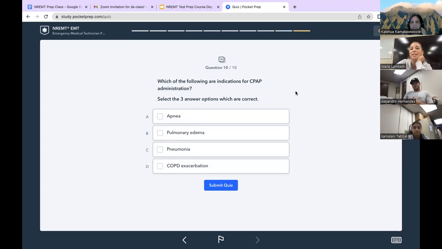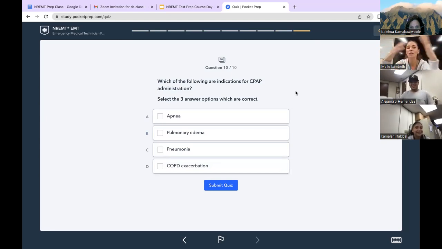Which of the following are indications for CPAP? Tell me what is wrong with the very first answer. Well, it doesn't say that. What does apnea mean? They're not breathing, right? What do you have to be able to do if we're going to use CPAP? You have to be breathing. Done. A is out.